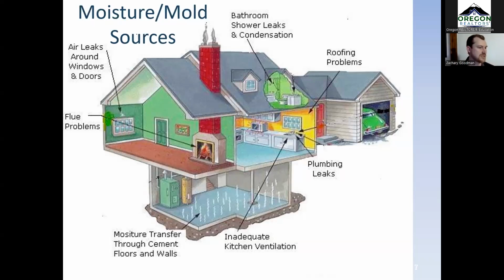There's also moisture transfer through cement floors and walls in a basement. That's in part why sometimes we see mold growth in a basement, not always. Roofing problems, that seems like an obvious one. You're letting the stormy weather that we love to experience here in the Pacific Northwest into the house. And so those roofing problems can result in moisture buildup and then mold.